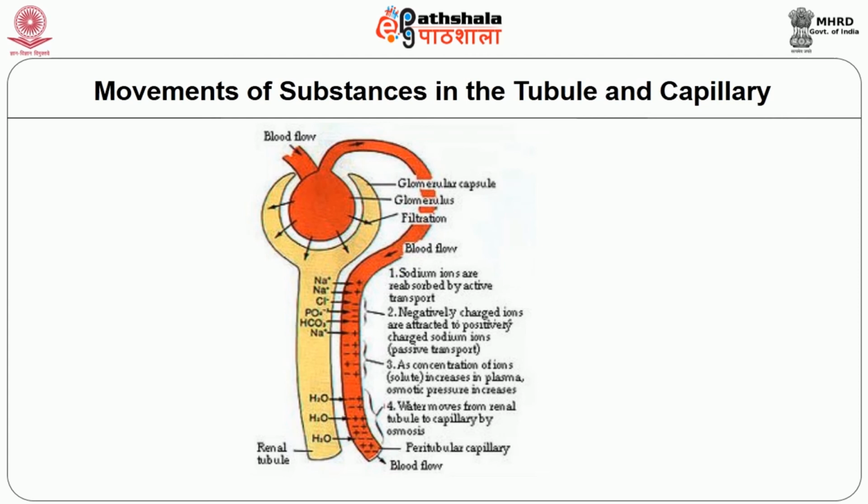Sodium ions are reabsorbed by active transport. Chloride, phosphate and bicarbonate, which are negatively charged ions, are attracted to positively charged sodium ions, and they are removed by passive transport. As the concentration of ions increases in plasma, the osmotic pressure increases and water moves from the renal tubule to the capillary by osmosis.